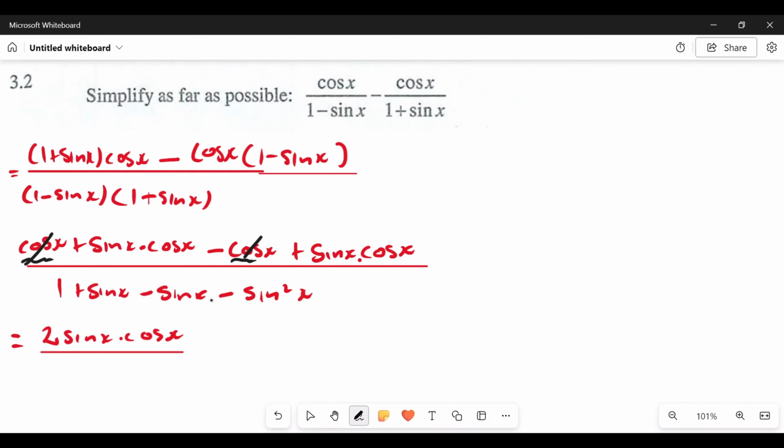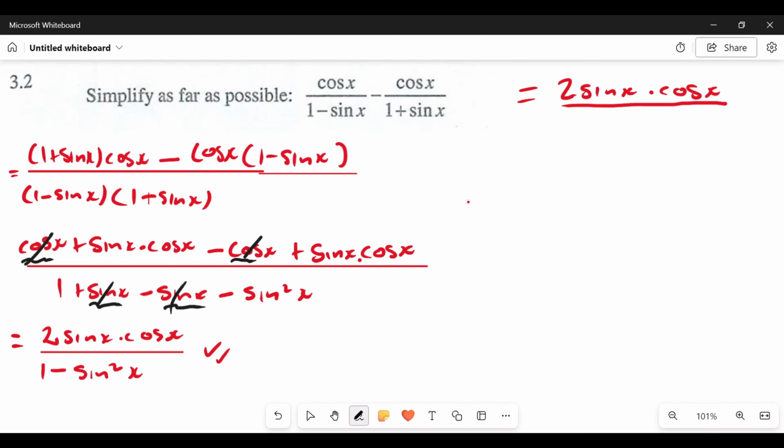On the denominator, we also have like terms. Now we have sine x and negative sine x. They're going to cancel each other. So on the denominator, we're going to be left with 1 minus sine squared x. All right, when I look at this step here, I can see that we have 2 sine x and then cos x, divided by 1 minus sine x squared.